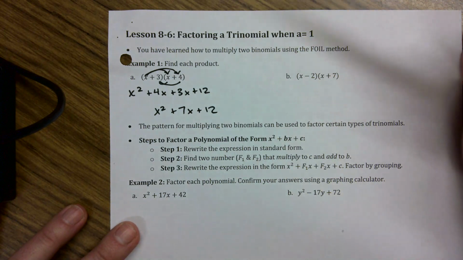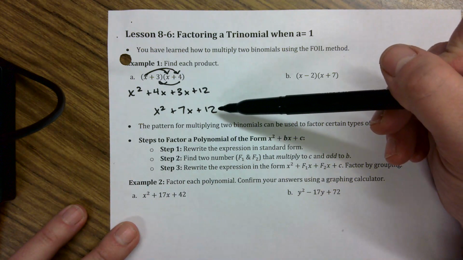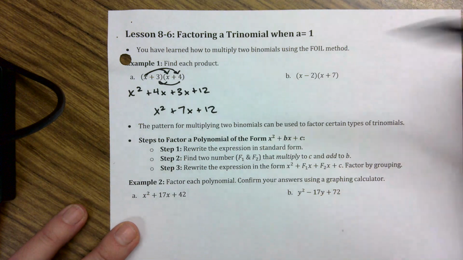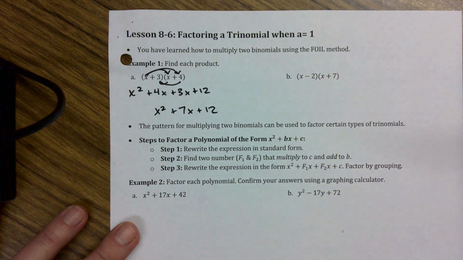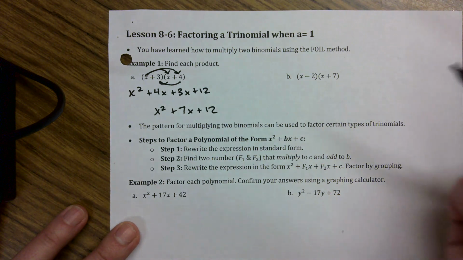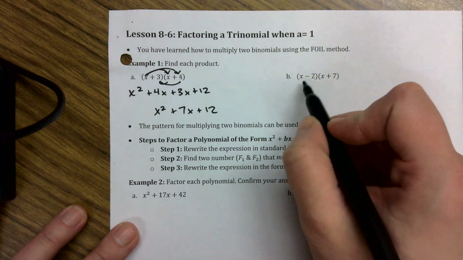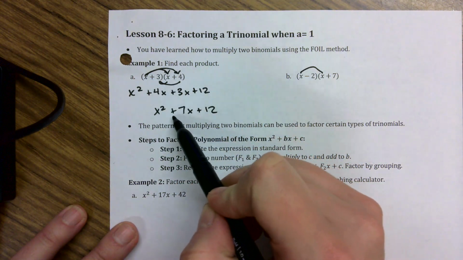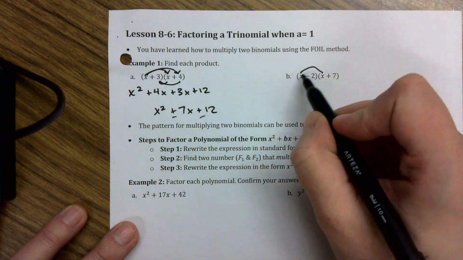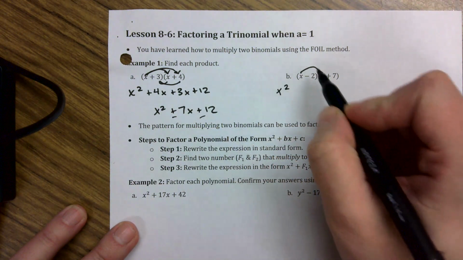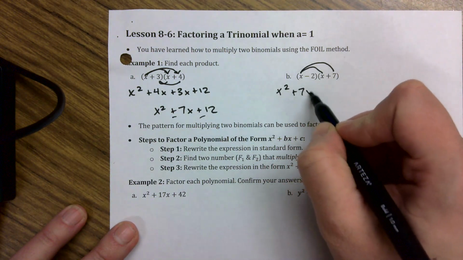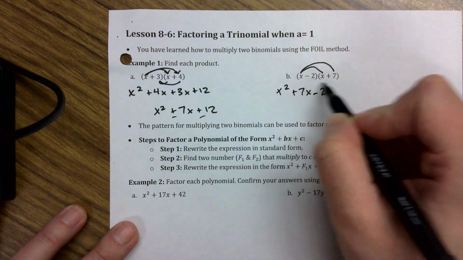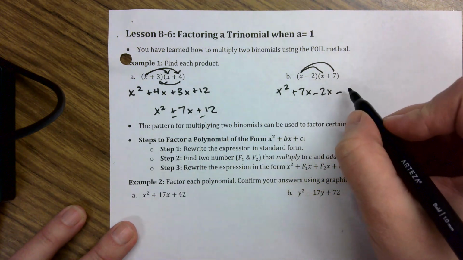Now what we're saying is, I'm going to give you this quadratic and I want you to work backwards to find these two quantities. Breaking them apart and making them into two factors is called factoring. We're going to use that FOIL method by working backwards. Here, notice when we have a plus plus, it ends up plus plus. Here we have x times x, a positive 7, a negative 2, and we end up with a negative at the end.